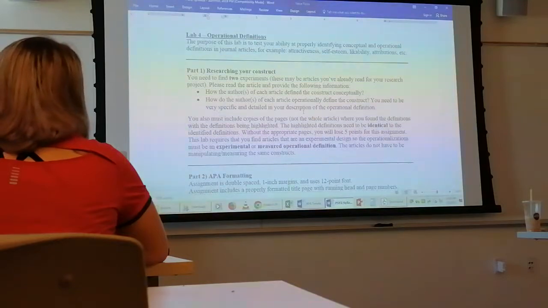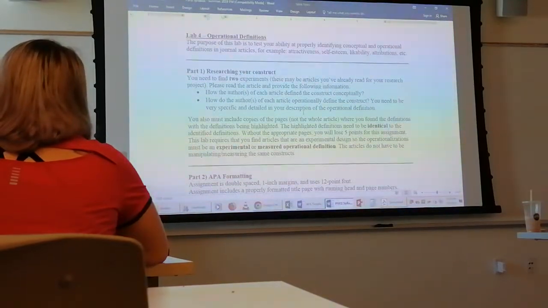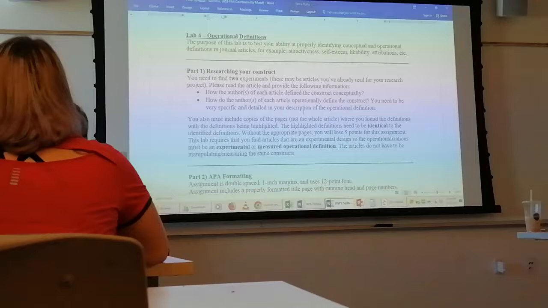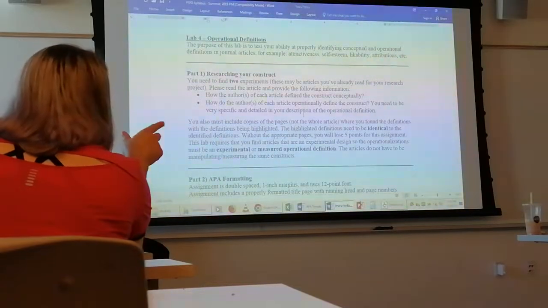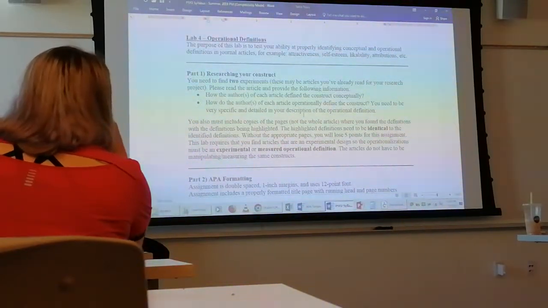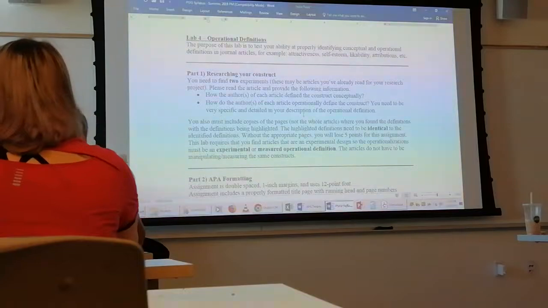You also must include copies of the pages, not the whole article, where you found the definitions, with the definitions being highlighted. To be perfectly honest, that's actually more important than anything that you're going to copy and paste. The highlighted definitions need to be identical to the identified definitions.